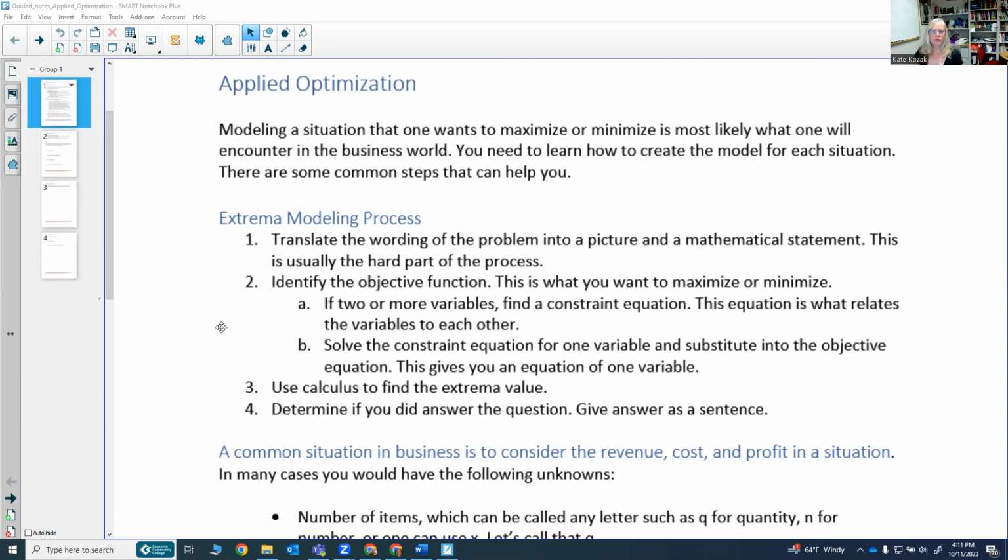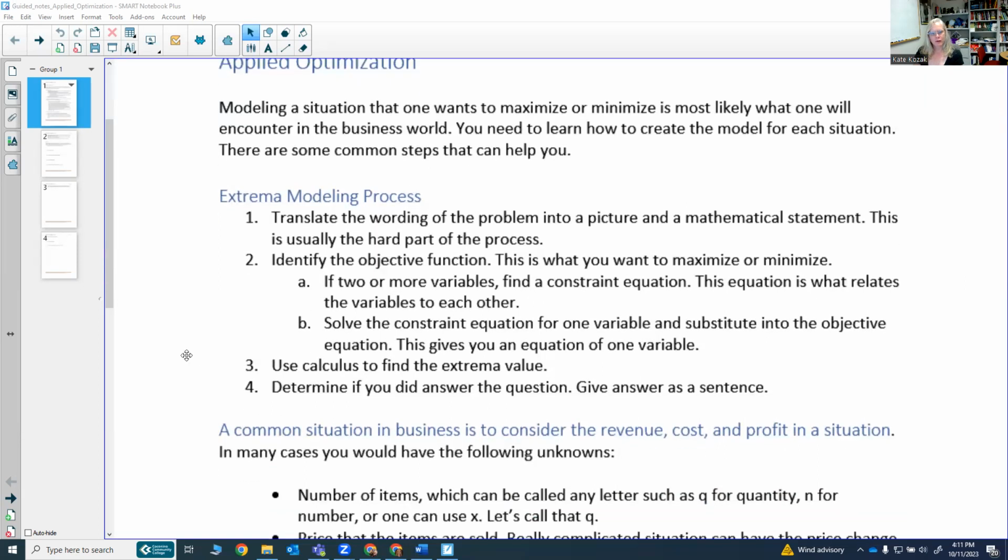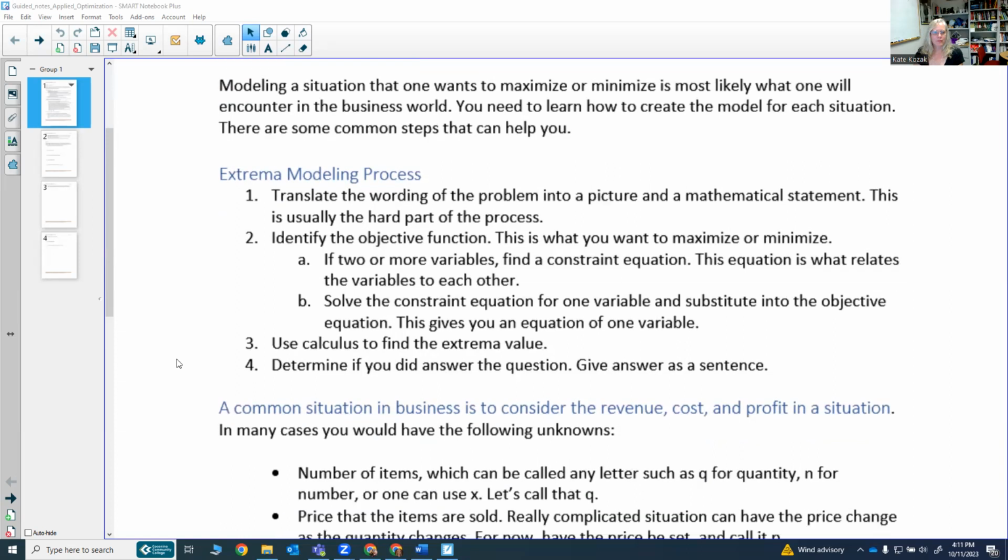If there are two or more variables, find a constraint equation. This equation is what relates the variables to each other. And then part B is solve the constraint equation for one variable and substitute it into the objective equation. This gives you an equation of one variable. Then use calculus. Step 3 is to use calculus to find the extrema value. Step 4, determine if you did answer the question, then give answers as a sentence.